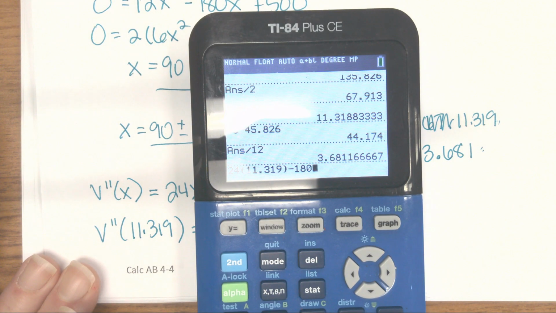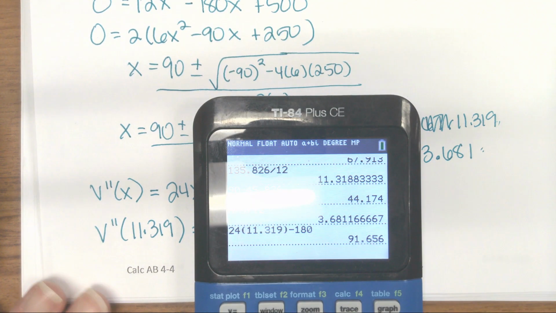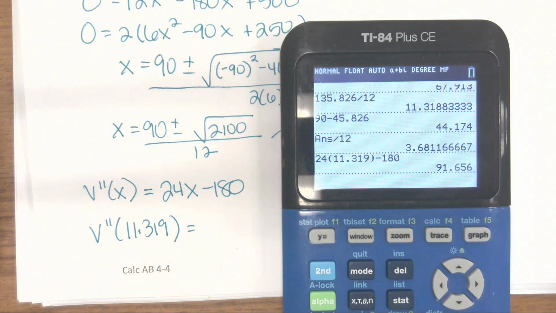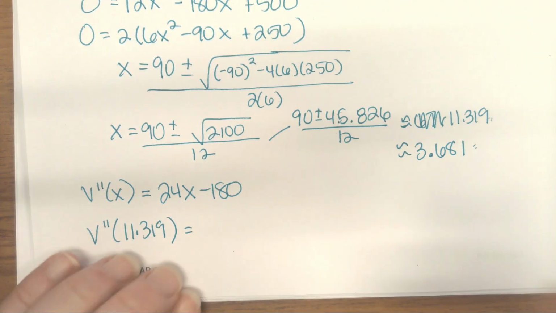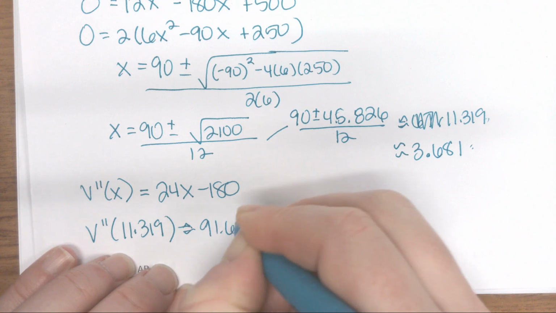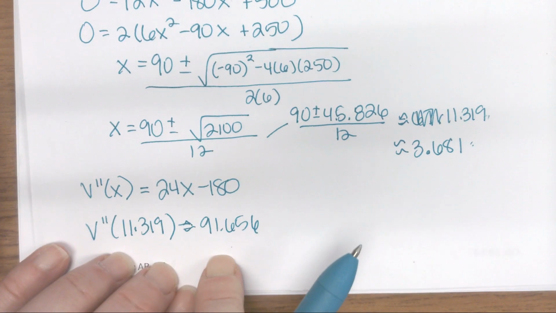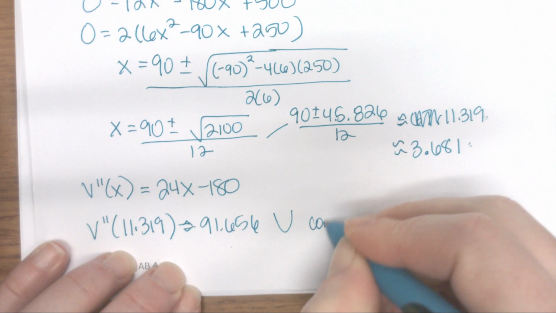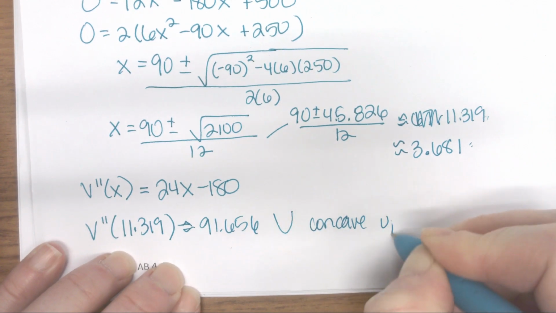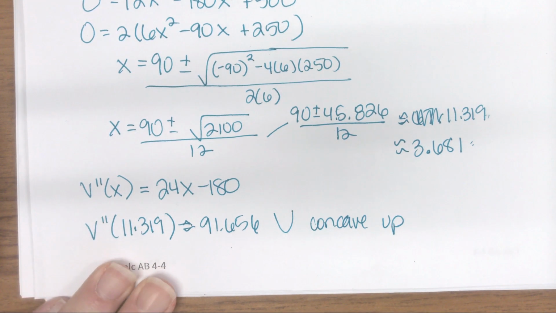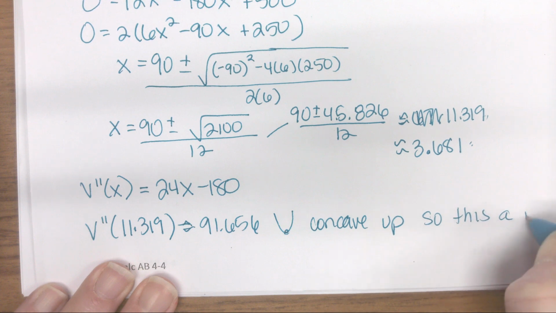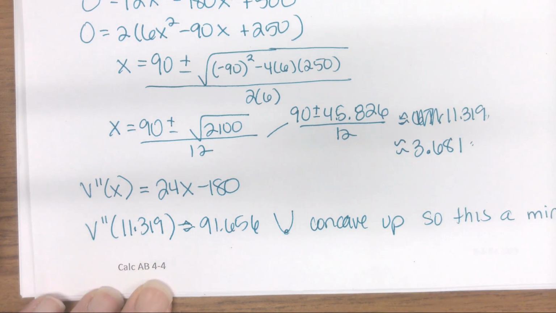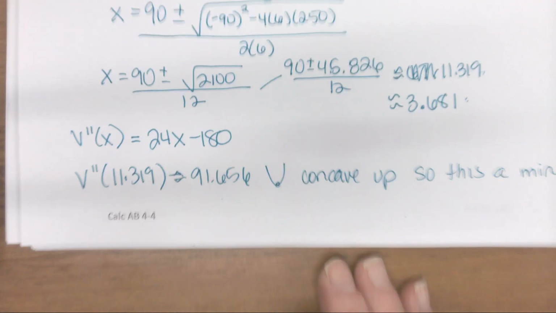Okay. 91.656. You guys got to confirm this because you know I've been making a lot of mistakes today. Right? Okay, if this is positive, this is on a concave up interval. What kind of extrema is this? Look at the picture. Do we want a minimum? No. Okay, let's check the next one.